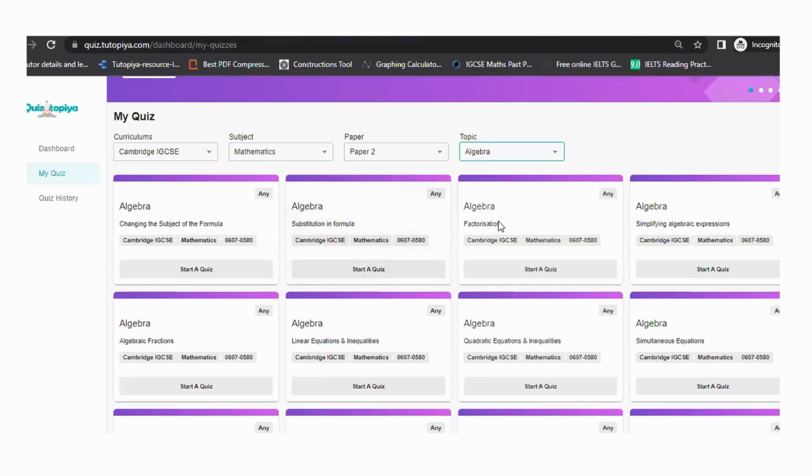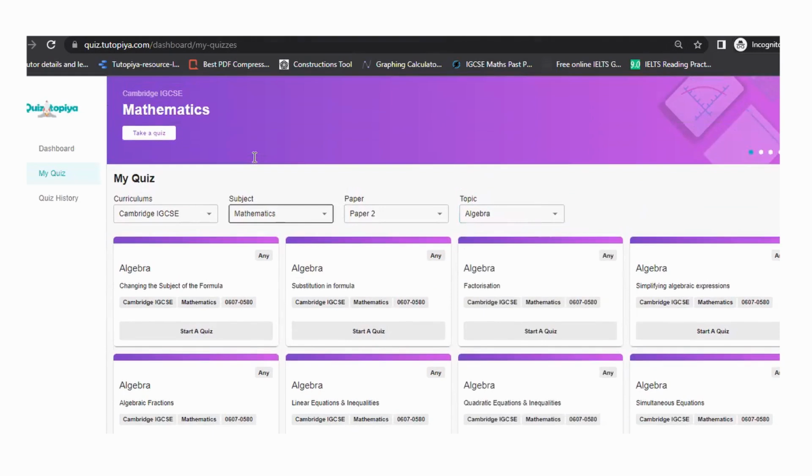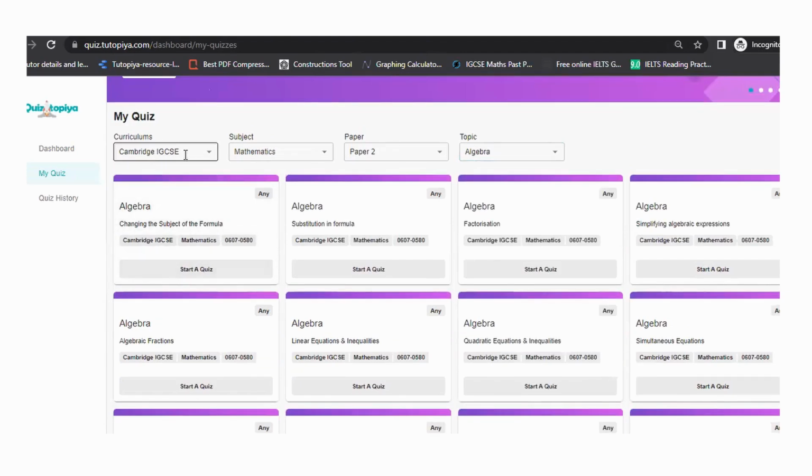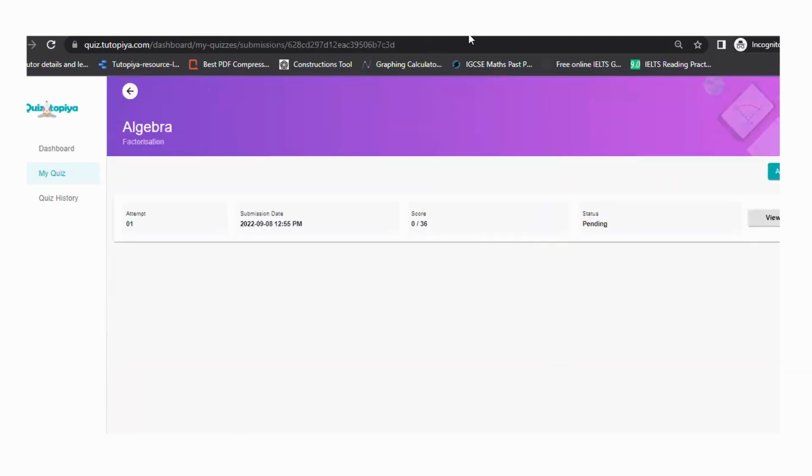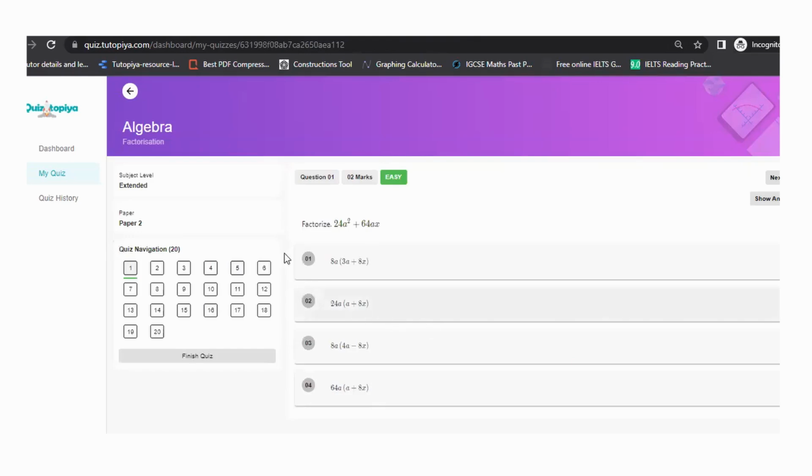All right, so this is our question bank from Tutopiya. What I'm going to do is choose Cambridge mathematics. Let's first try some paper 2 questions. Here we are, start a quiz. We have 20 questions in this particular quiz.